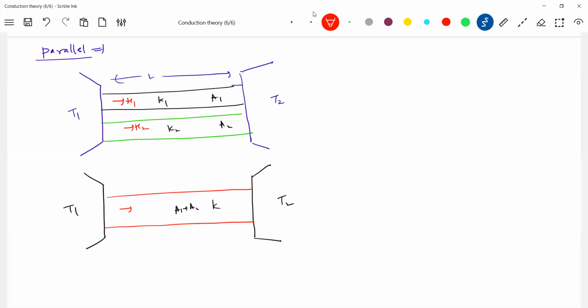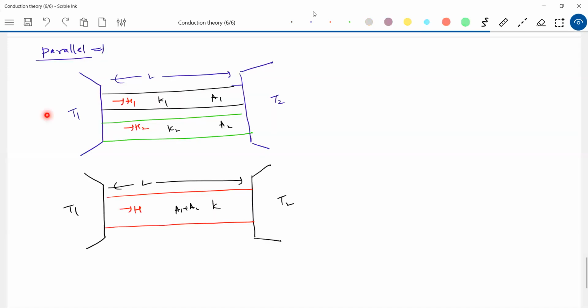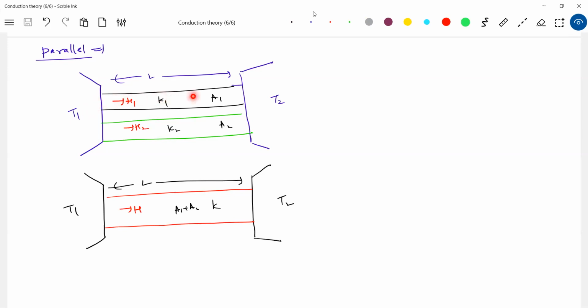H1, H2, here H. Length will be same. Now these two rods are involved in flow of heat. A part of heat current will pass through here, the remaining will pass through here. It is like if water is coming, some amount of water will split here, and the remaining amount of water will flow through here. So when the heat current or the thermal power splits up, the rods are said to be in parallel. These two rods are involved in transfer of heat between source and sink.